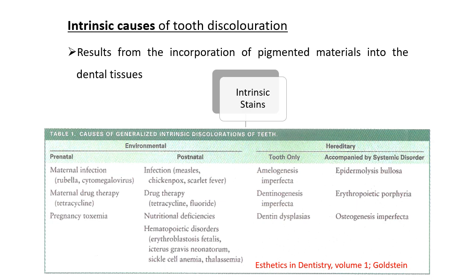That comes under environmental, and sometimes it could be hereditary, which includes again the tooth only, or it could be accompanied by a systemic disorder. In case of prenatal, which is seen in the environment, an example would be maternal infection, whereas in case of postnatal, it could be because of infection caused by measles or chickenpox or scarlet fever. And in case of hereditary, amelogenesis imperfecta, and if there is a presence of a systemic disorder, then epidermolysis bullosa.